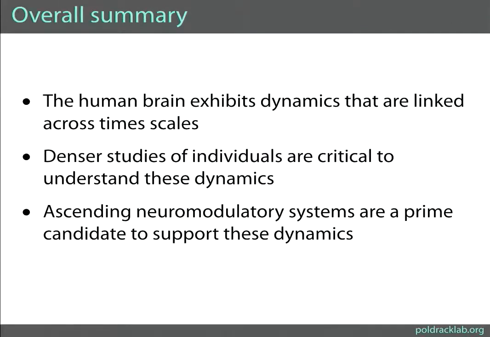Okay, so just to summarize overall, these data suggest that there's dynamics at a number of different time scales that are linked to one another in interesting ways, which cognitive neuroscience has basically completely failed to even look at until the last couple of years. In order to get at this, we really need a lot more data from individuals studied intensely over time, with as much other phenotypic metadata as we can get. And we think that the ascending neuromodulatory systems are a prime candidate for this.